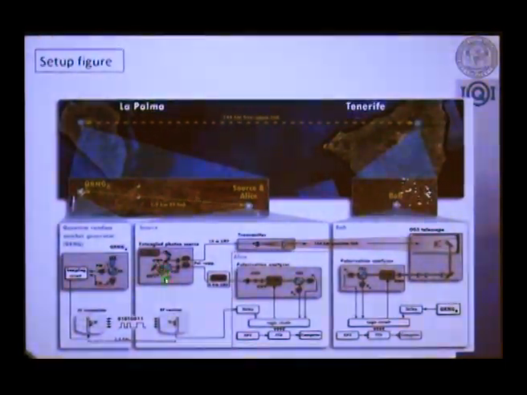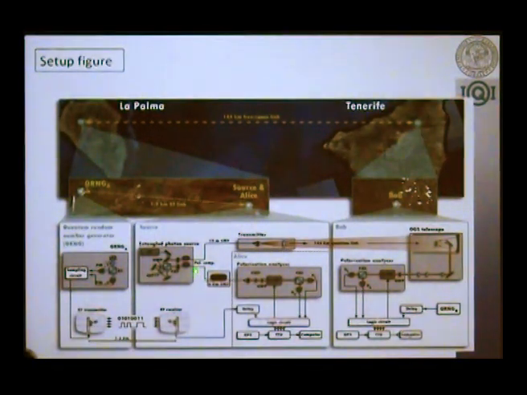And what you have here is you create the two photons, you send one photon, one of the two photons you keep locally in a glass fiber and measure it at some later time. The other photon is sent over to Tenerife. And you create your random numbers by using beam splitters and using the quantum noise of the measurement after the beam splitter.